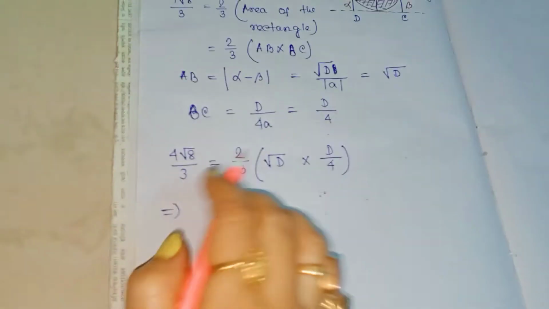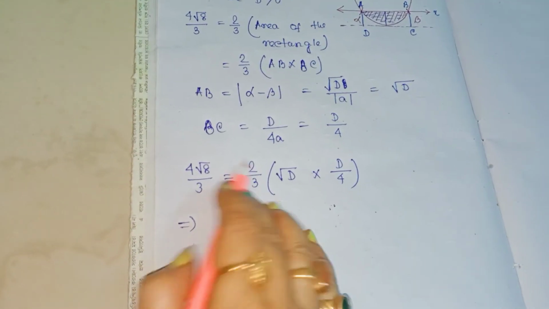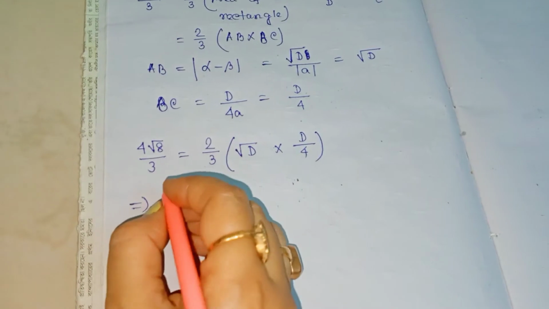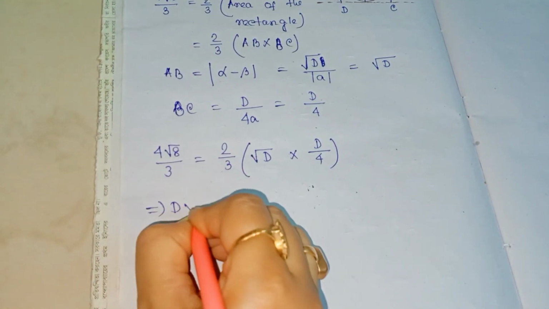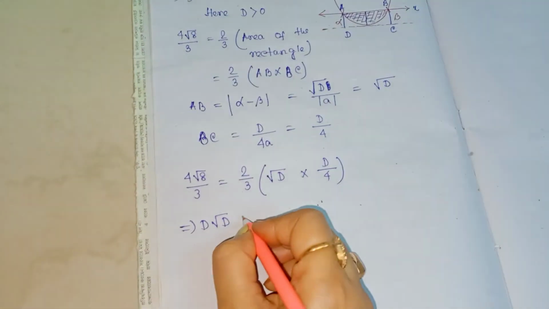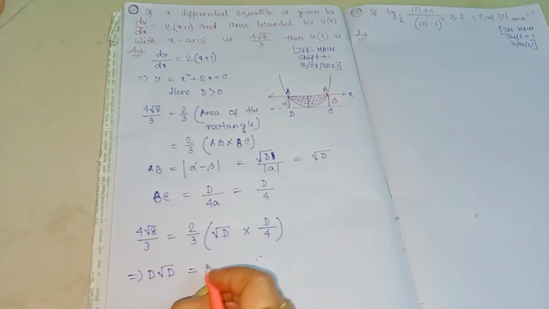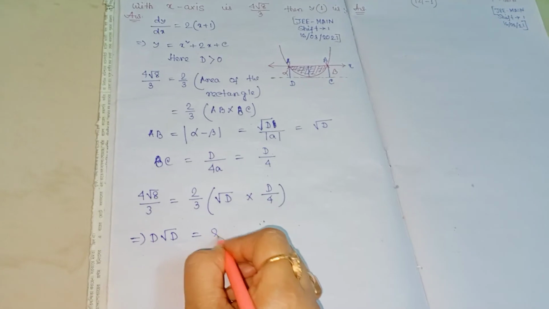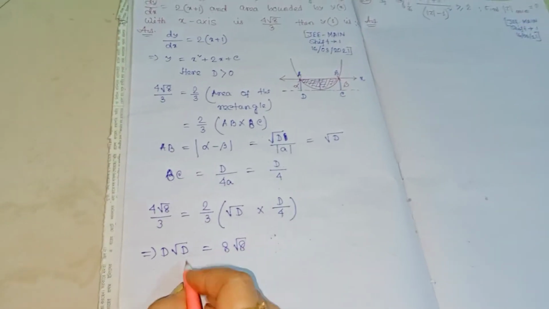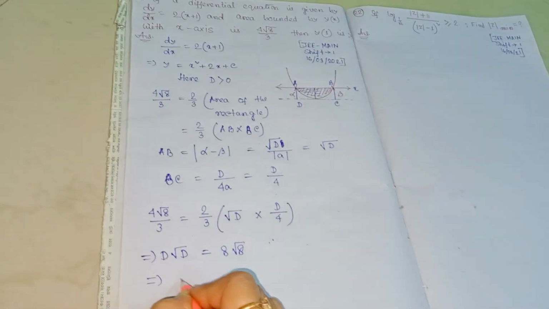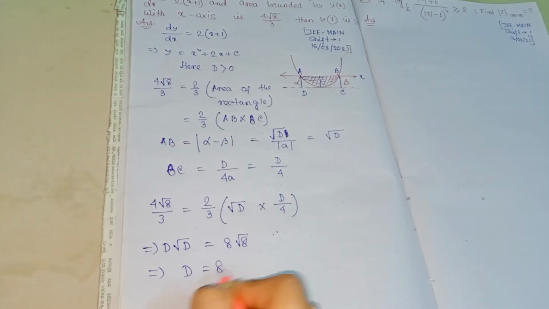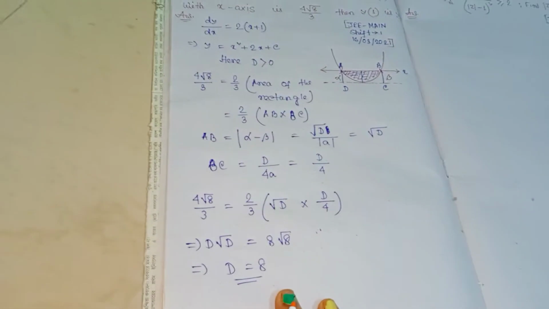So now we get, if we cancel 3 and 3 and 2 and 2, then we get D root D is equal to 8 root 8. Therefore, we easily say that D is equal to 8.